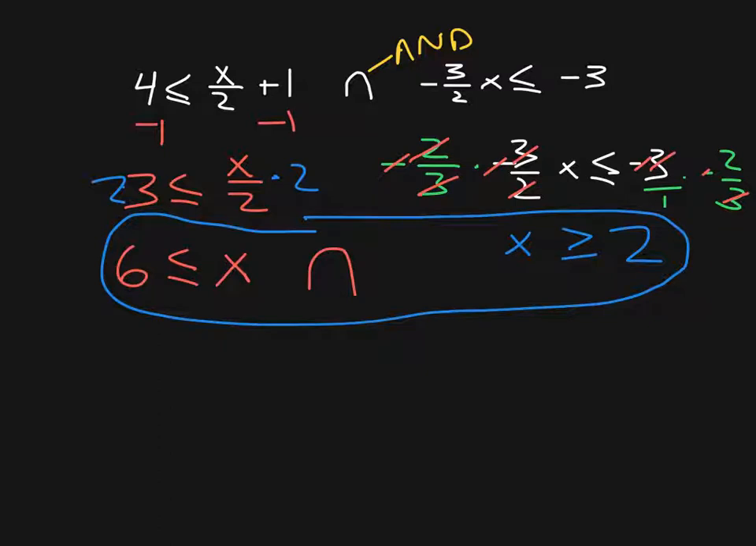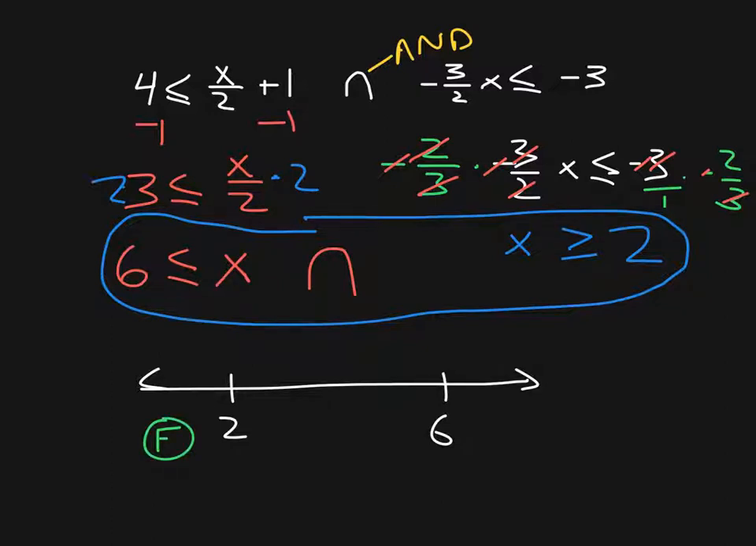So we go ahead, we draw our number line. We're going to test out, my numbers are 2 and 6. We've got to test our sections. So on the right, let's test out 0. Remember, it's an AND, so I need to make both statements true. Is 0 bigger than or equal to 6? Nope. So I know that this section here is false.